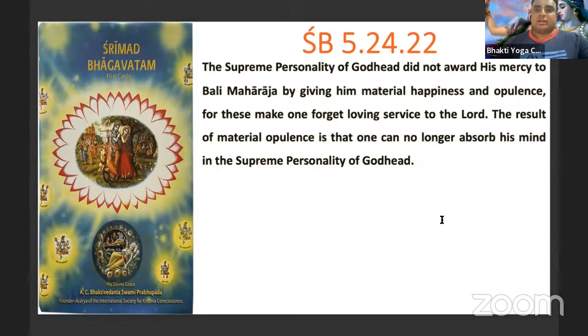The Supreme Personality of Godhead did not award his mercy to Bali Maharaj by giving him material happiness and opulence, for these make one forget loving service to the Lord. The result of material opulence is that one can no longer absorb his mind in the Supreme Personality of Godhead. So, for those who are caught in the lower planetary systems, though the lower planets appear to be materially opulent, the real curse lies in the fact that they become totally forgetful in matters of Krishna consciousness.